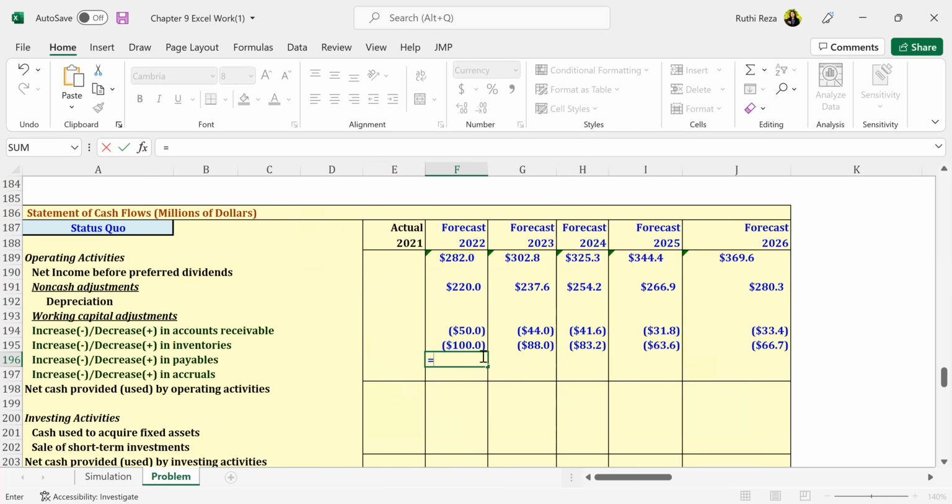However, if your operating current liabilities increase, that means you are getting additional financing. So you are getting money. It should increase your operating cash flows. So a positive increase in operating current liabilities should increase your operating cash flow. So the sign should be positive.